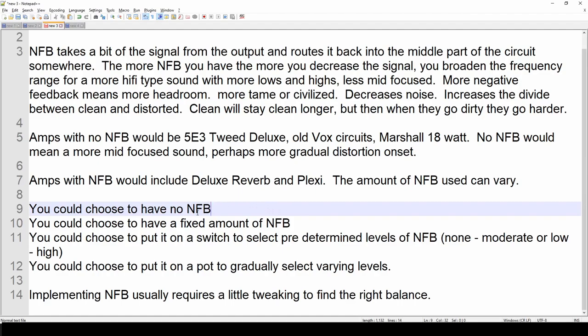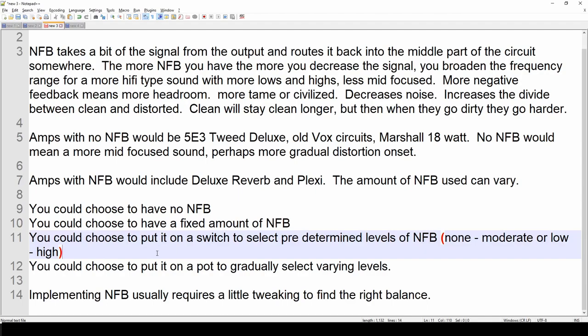You could choose to have no negative feedback at all. You could choose to have a fixed amount of negative feedback. You could choose to put it on a switch and select predetermined levels of negative feedback. So for example, you could have a two-way switch that would either give you zero negative feedback or maybe a medium amount of negative feedback. Or you could have a switch that goes between low negative feedback and high negative feedback, or any in between. And then lastly, you could put it on a pot that would give you gradual selecting, where you could go from none to high and everywhere in between.